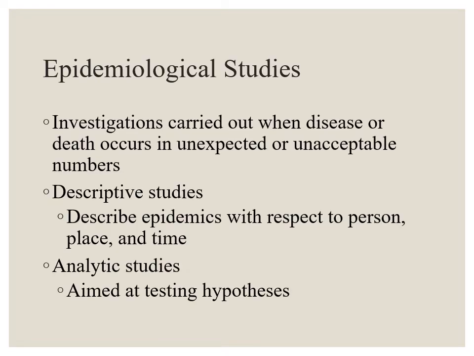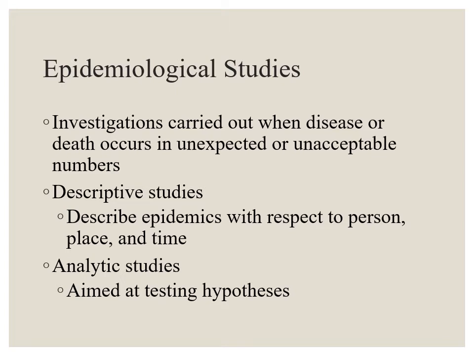Epidemiological studies are carried out when disease or death occurs in an unexpected or unacceptable number. And so they use two different types of studies, and these are discussed in your book. One is the descriptive studies, which really look at epidemics with respect to person, place, and time. So they describe, and you could think about this as a chart that plots numbers, a chart that shows a curve, a graphic showing a pie chart or a bar chart, okay?